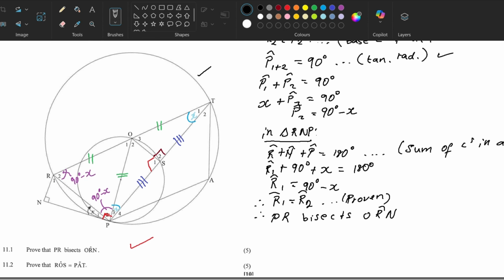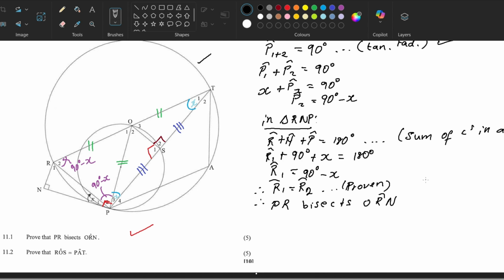They are saying prove that angle ROS is equal to angle PAT, right? So since we have found this, I've made a mistake. I was supposed to come to our diagram and highlight it. We have 90 minus x, isn't it? So let's go to the next question, to our next 5 marks. They are saying prove that angle ROS. Where is angle ROS? They actually want this angle. ROS is equal to PAT, which is this one, right?